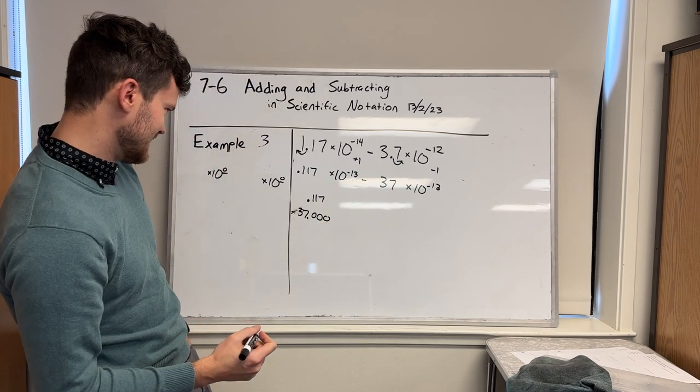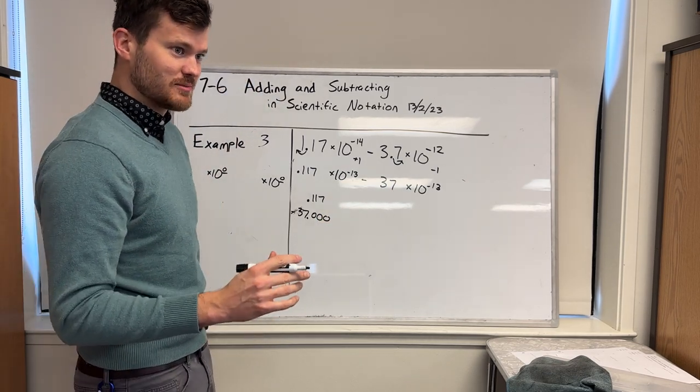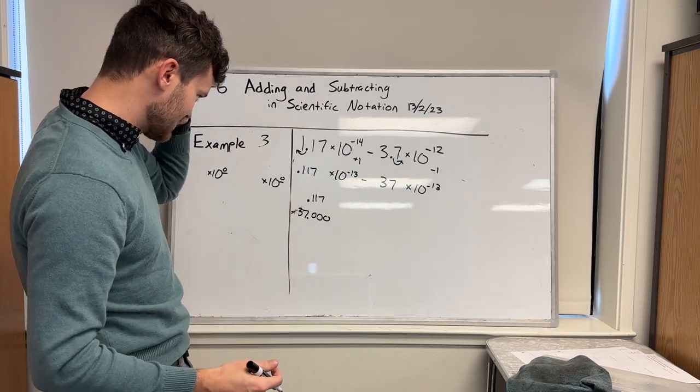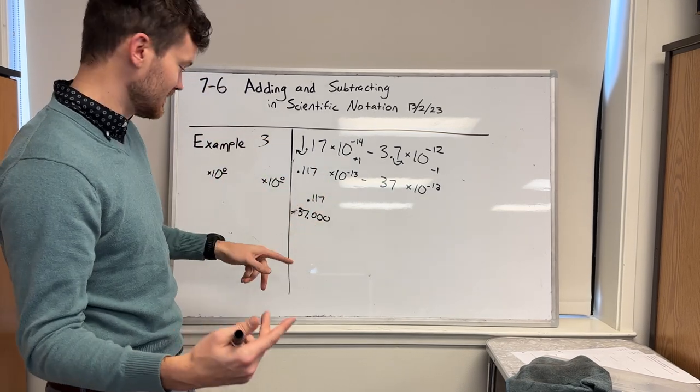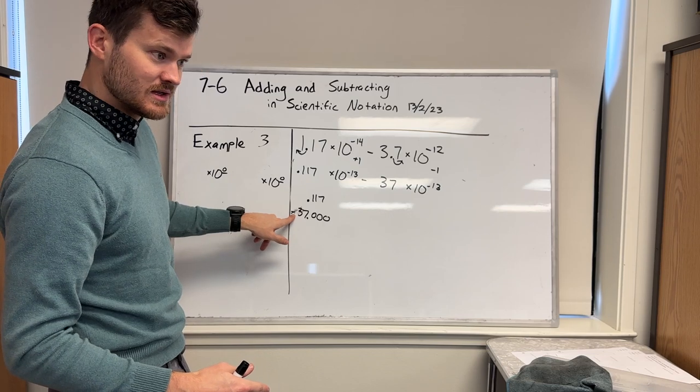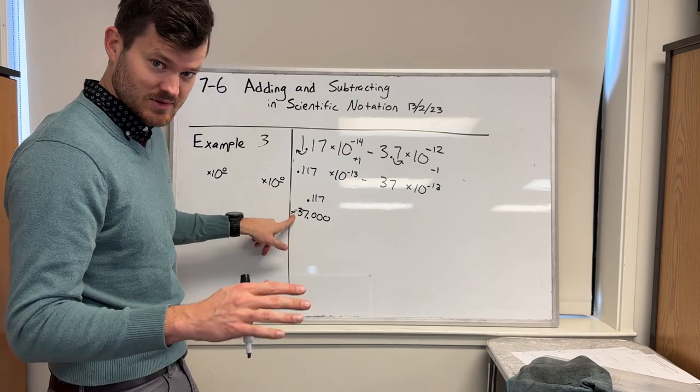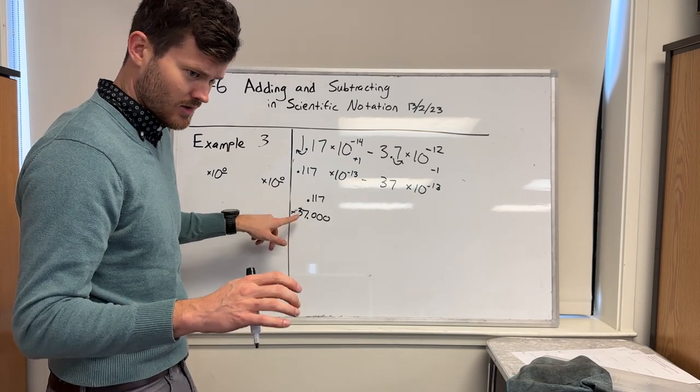I always want to do bigger minus smaller. Right now I have smaller minus bigger, so I'm gonna keep the sign larger. You always keep the sign larger. The larger in this case was a negative, so I know my answer is gonna be negative. Are we okay with that logic?